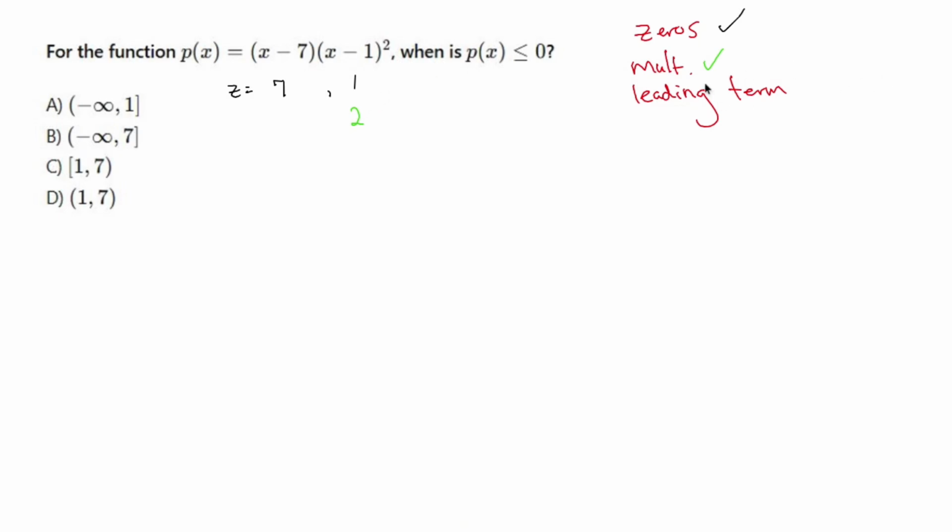What I also notice is my leading term is going to be x times x times x. Why did I underline this twice? Because that parentheses is being squared. So I have an x times a parentheses times another parentheses. So x, x, and x are going to give me a leading term of positive x cubed, with an invisible 1 coefficient.